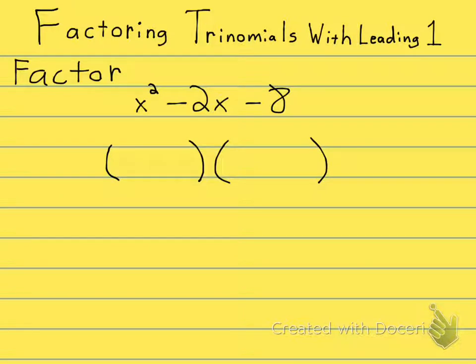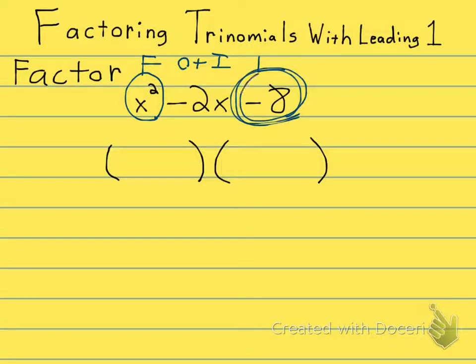Now I know when I multiply the first two, it's going to give me the x squared. The last two is going to give me the negative 8. And the negative 2x is the combination of the outer plus the inner. So let's focus on the last two right now. To get a negative 8, these last two right here are going to give me a negative 8.